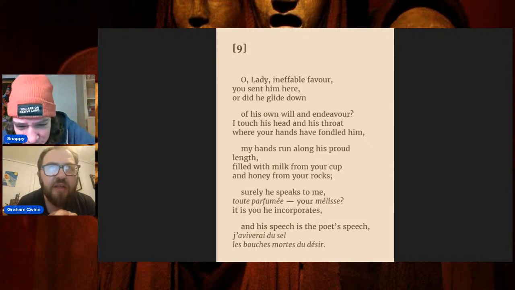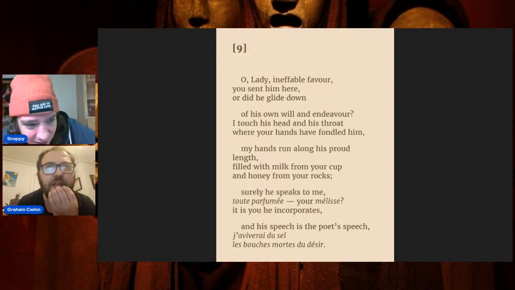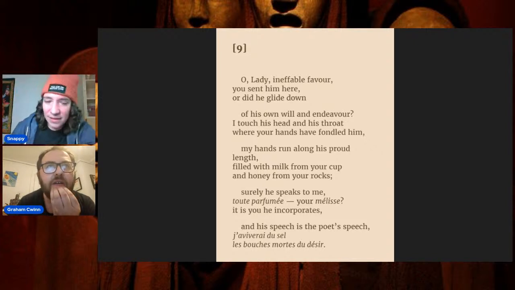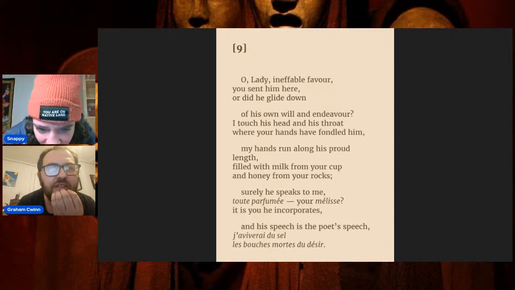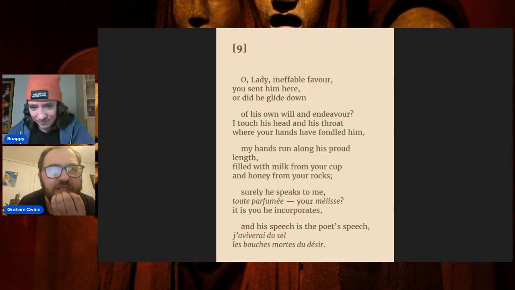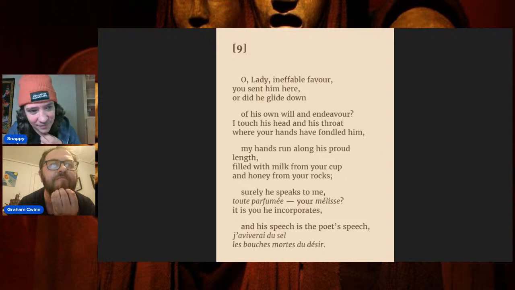Something about my mouth of the dead? I think, yeah. Muzzle, or I think la bouche morte du désert. So the deathly mouth of desire. Wow.